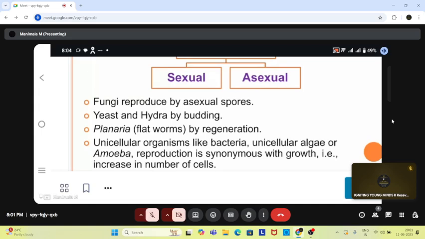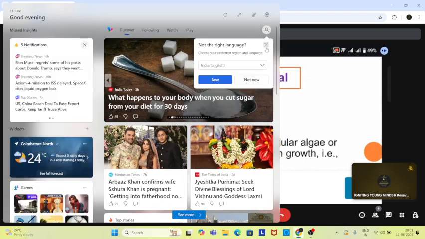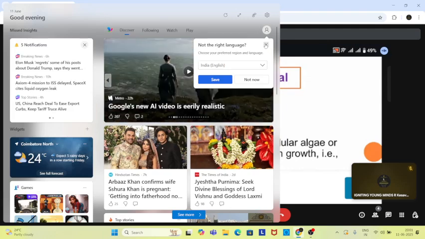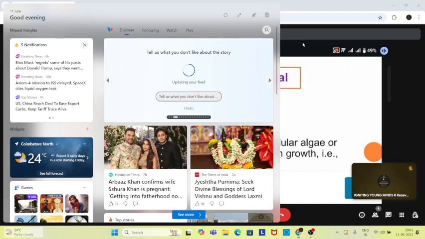Actually, Spirogyra is a multicellular organism, but with a simple body design. In regeneration, we are discussing a complex multicellular organism. Fragmentation takes place in simple multicellular organisms. Regeneration takes place in complex multicellular organisms. First point. Second point, fragmentation takes place in Spirogyra.